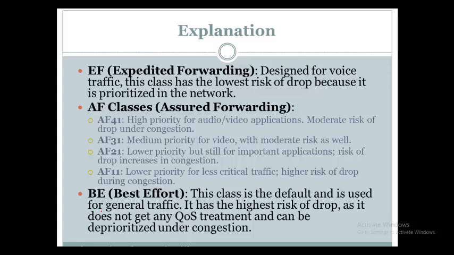If you want to mark a traffic with the highest priority, then you just go and say DSCP EF. Only one EF you can have for one class. All the traffic that is marked with EF will go in one priority queue. Only one.